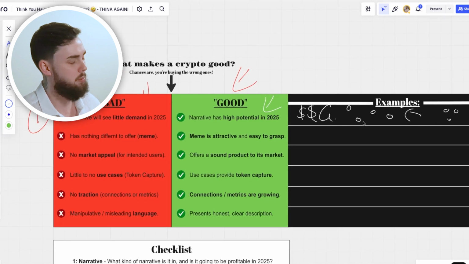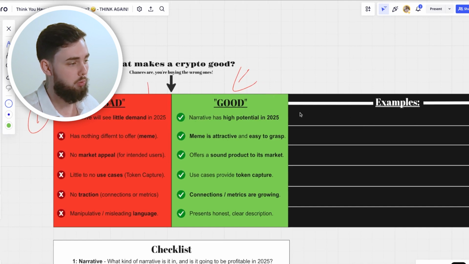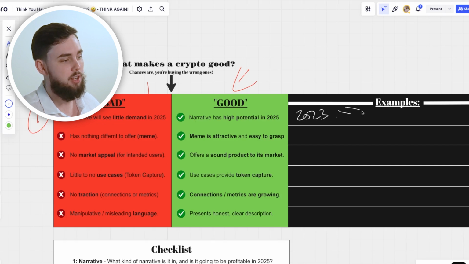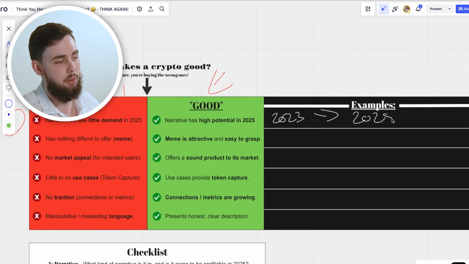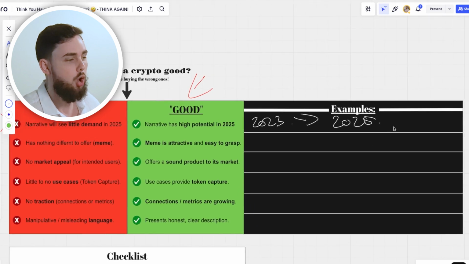And what I've been telling people, guys, is it's simple, right? If you want to know what narratives are going to be good in 2025, look no further than right now. So we're in 2023. Essentially, nothing else is going to change between now and 2025. Not much, right? So we have to look at these sort of narratives, like AI, for example.